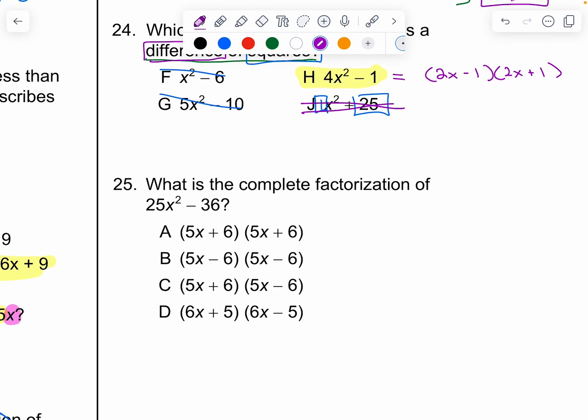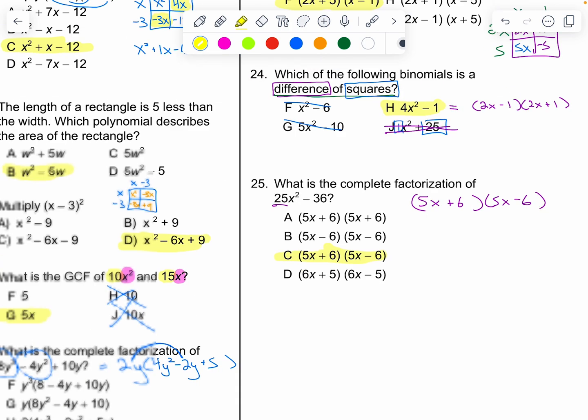So look at this. We got 25 and 36. Those are both perfect squares. And we have subtraction. We got an x squared and a constant. We got everything we need right here. The square root of 25 is 5. Okay, so 5x squared. Maybe not x squared, maybe just 5x. There we go. Okay, 5x. And the square root of 36 is 6. So we're going to have a plus 6 and a minus 6. So it looks like letter C is the answer we were looking for.